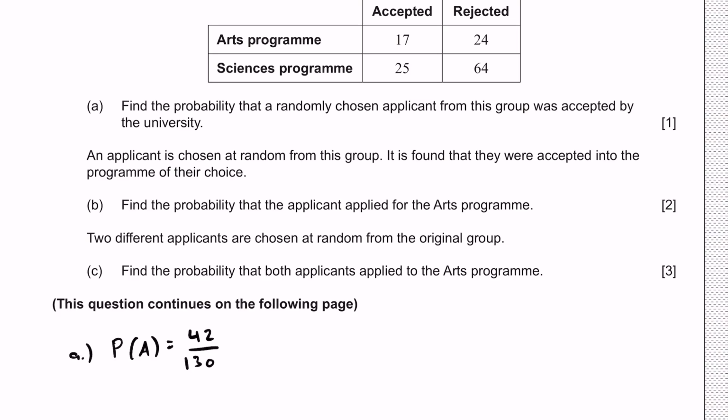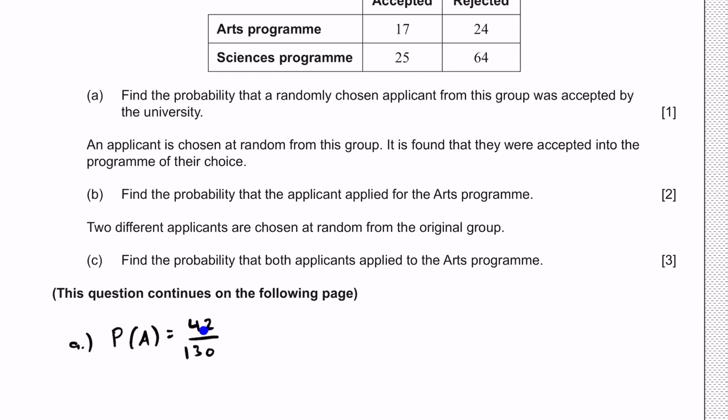And that would be fine. We could simplify this, but that would be okay. We could also show this as a percent or decimal, and that's also all right. So I'm going to leave it like this, as just a fraction.